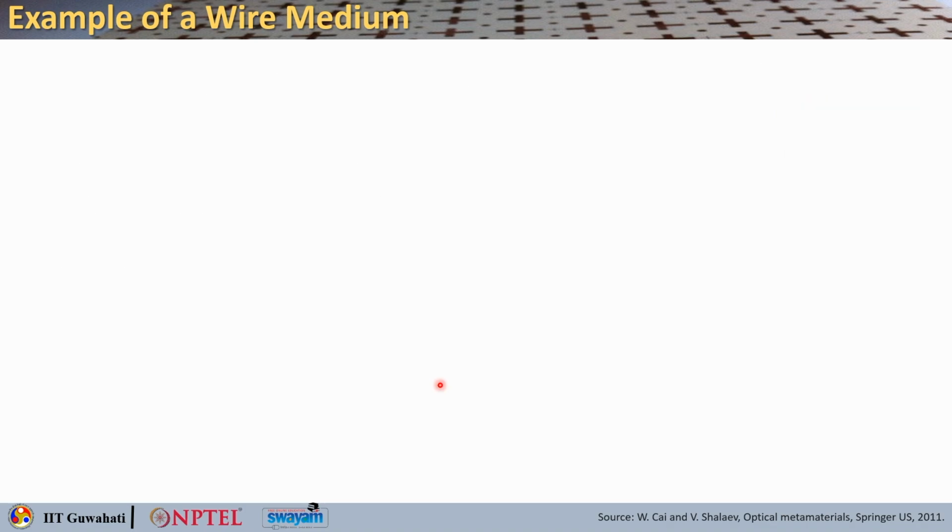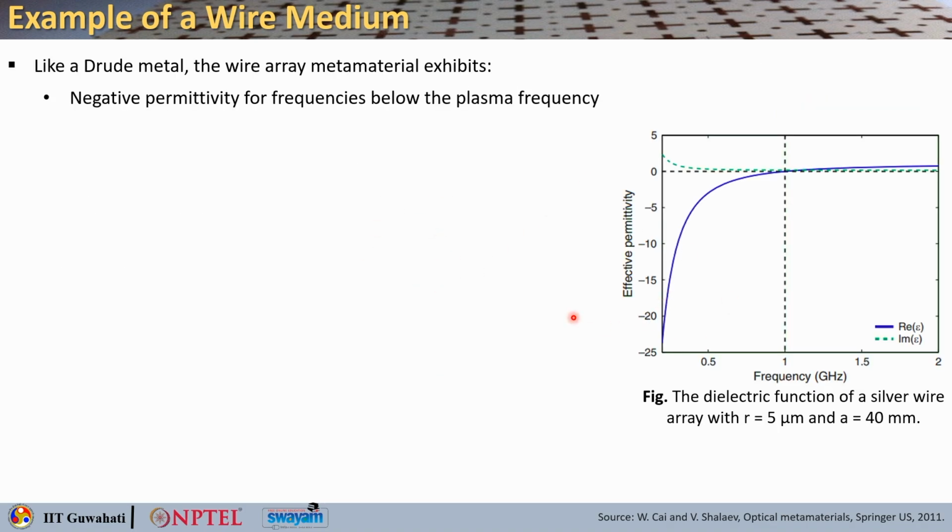Now, the effective permittivity of this example wire medium can be seen in this particular figure. Similar to a Drude model, this wire array metamaterial also has negative permittivity for electromagnetic frequencies lower than the effective plasma frequency. This is the plasma frequency. You can normalize the graph. Here omega p was 2π × 1 gigahertz, so 1 is the linear frequency where you have this plasma frequency.